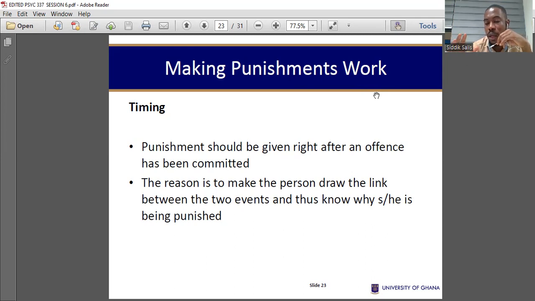Timing. Punishment should be given, like it should be, you remember the, how do you call it? Contiguity or contingency. It should be together, or it should come right after the wrongdoing, the inappropriate behavior or the undesired behavior. It should follow it.